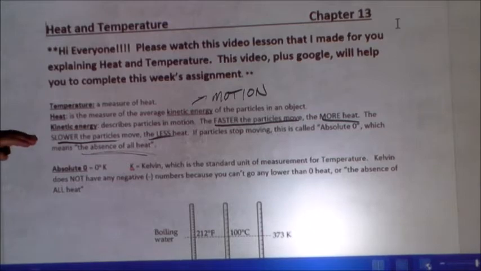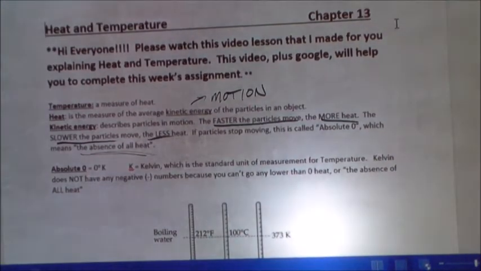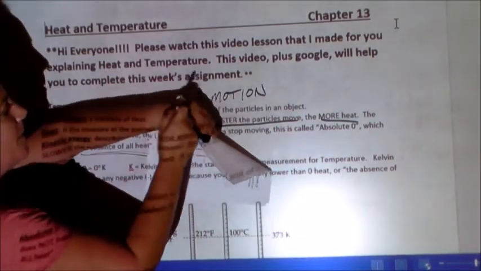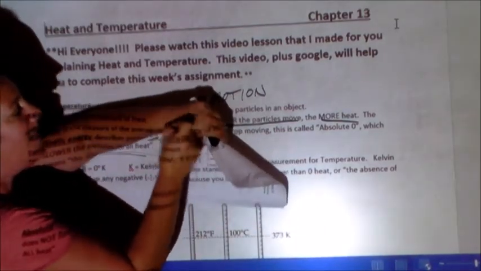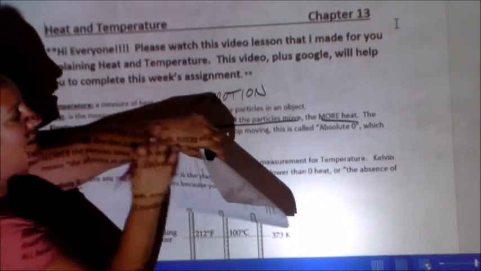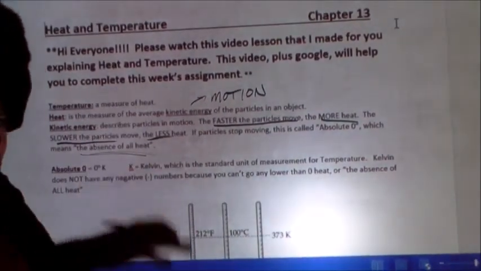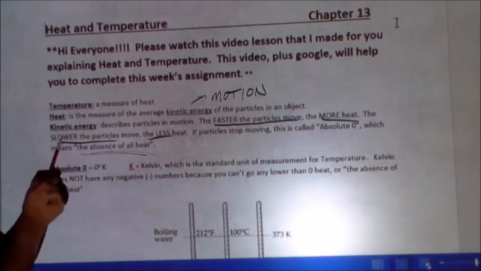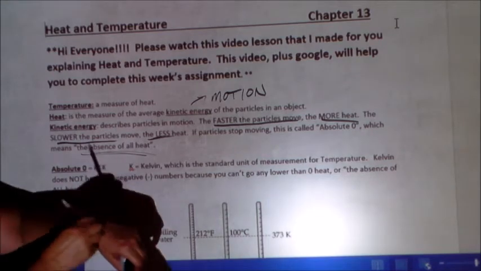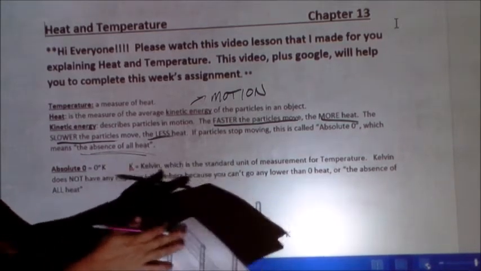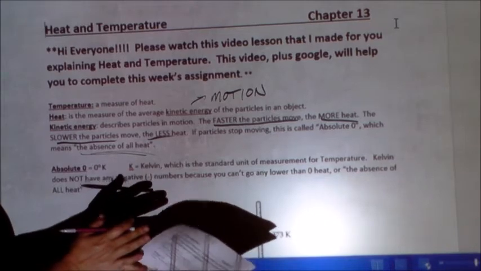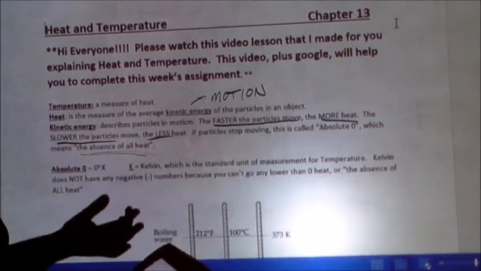So think of kinetic energy as friction. If I were to take an eraser from a pencil and rub it on my skin, and I keep rubbing it in the same place, it starts to get hot, and eventually I'm going to get a burn, so don't try this at home. But that's kinetic energy, the friction. I'm rubbing particles together, and the more I rub them together, the hotter it gets. The faster I rub it, the hotter it gets.